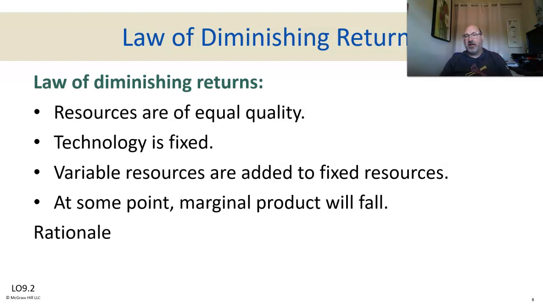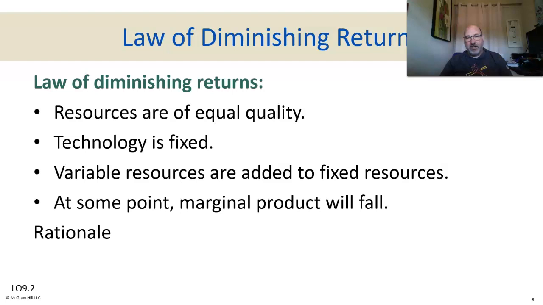Basically, if you have a plant and we start adding workers into that fixed plant with a fixed capital, I always do one plant, one machine, and add workers into that. At some point, they're going to start tripping over each other, right? And it just happens. You're going to do that. And so as they do that, your marginal product is going to fall.